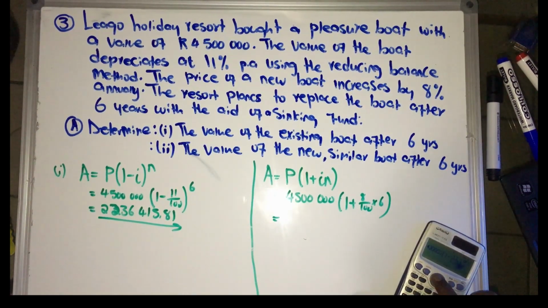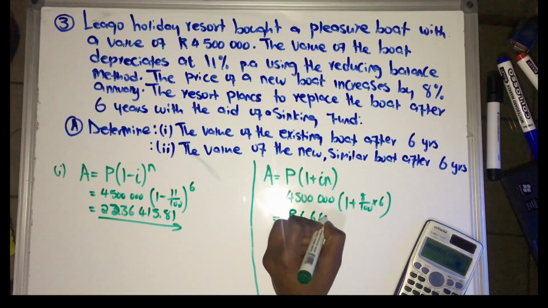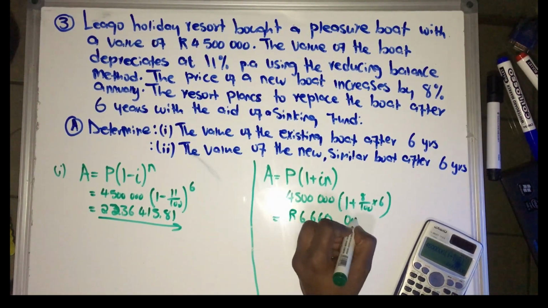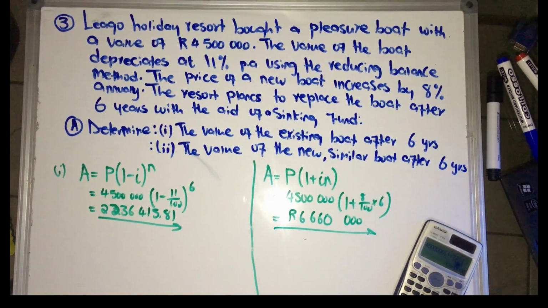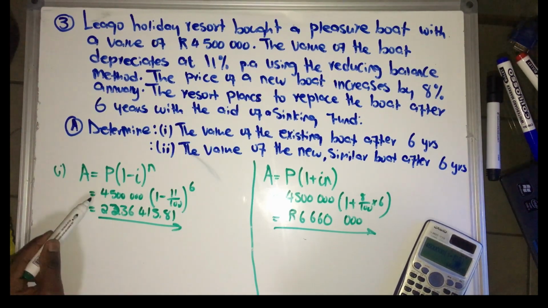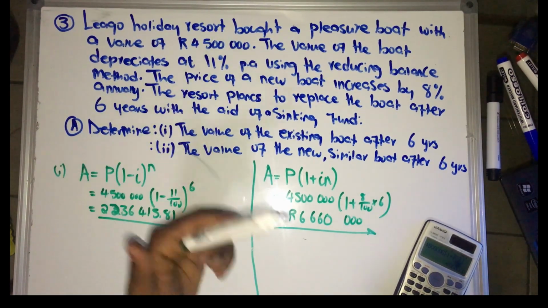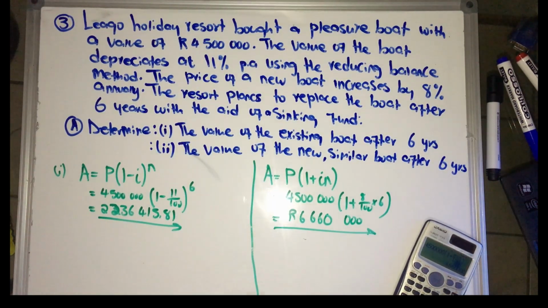So this is gonna be worth 8 by 6, and then this is gonna be worth 6,660,000 rands. Yes, just like that, 6,660,000 rands. So just a quick recap: the old boat is going to depreciate after 6 years from 4.5 to 2.2 million. The new boat, the price is going to increase from 4.5 to 6.6 million in 6 years.